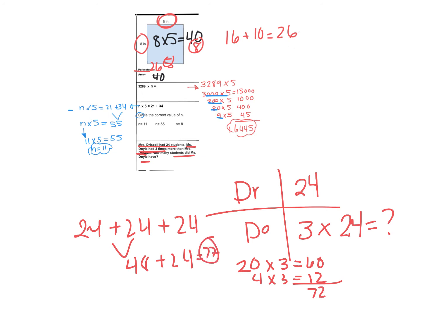So 72, that is a lot of students. That's a crazy amount of students. That doesn't really make a whole lot of sense, does it? 72 students.